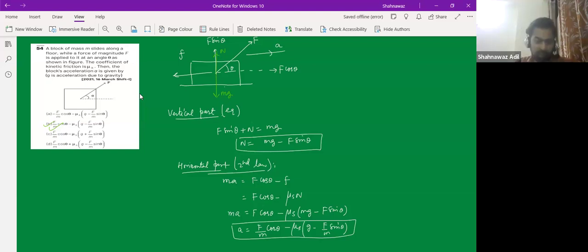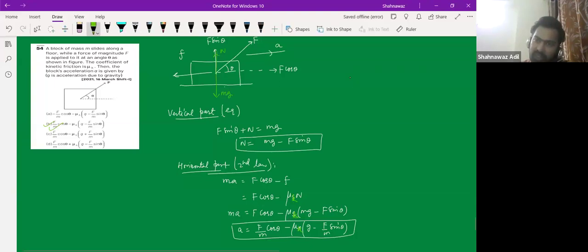Oh, this is mu k, right? This is mu k because that is kinetic friction. The object is moving, so we always have mu s greater than mu k. So these are not equal. So this is mu k.